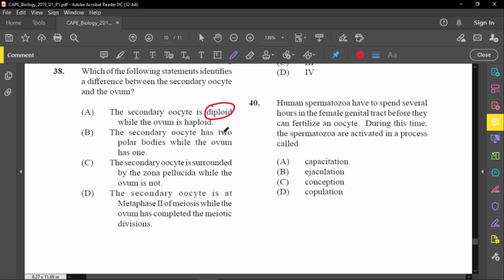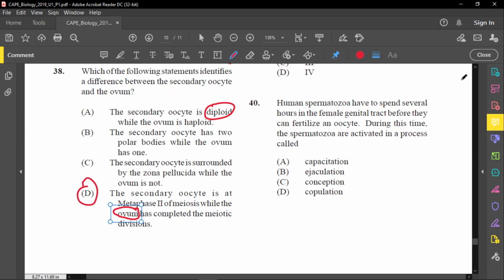Next, it says the secondary oocyte has 2 polar bodies, while the ovum has 1. Not true at all. They are both technically the same. It said the secondary oocyte is surrounded by a zona pellucida, while the ovum is not. Both of them are. D says the secondary oocyte is at metaphase 2 of meiosis, while the ovum has completed the cell division. Absolutely, because this is what will be ovulated, right? That is what will be ready for fertilization. So definitely it is completed, and D is our answer.